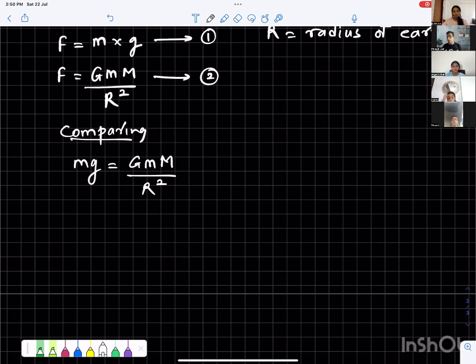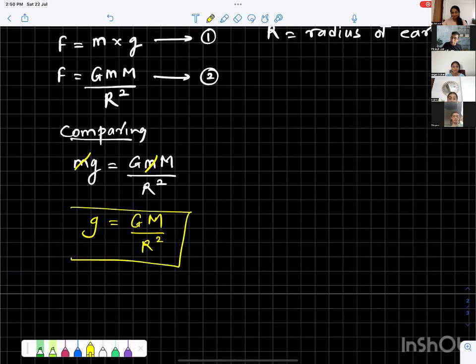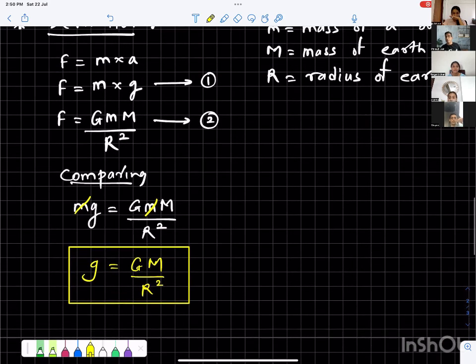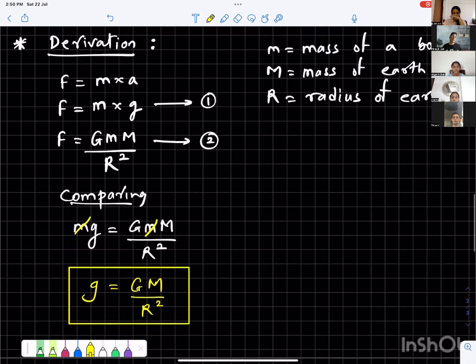Can we cancel anything, Aditya, in this equation? Check. Yes, we can cancel the value of m. So what is the equation finally now? g is equal to GM upon r squared. Okay, sorted. So guys, they can ask you this derivation. They asked you last year also for 2 marks.